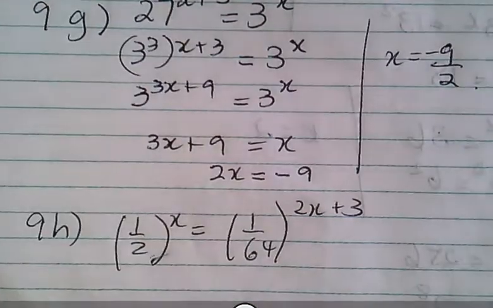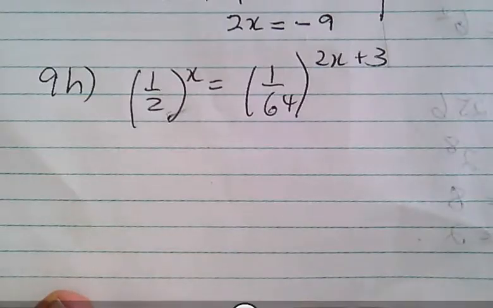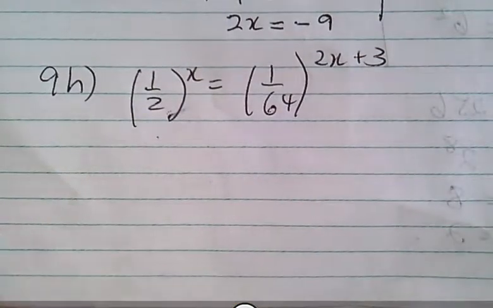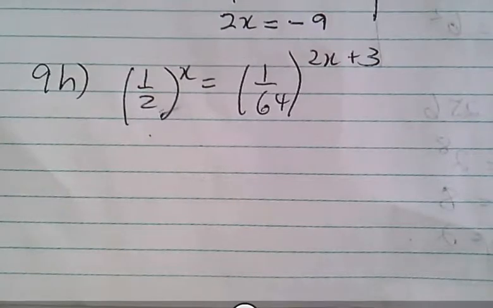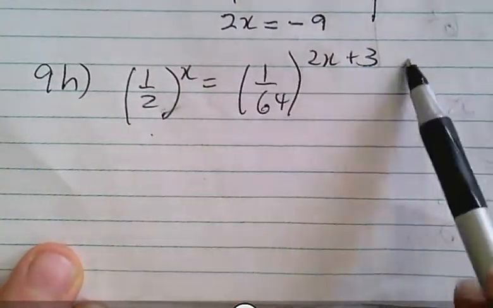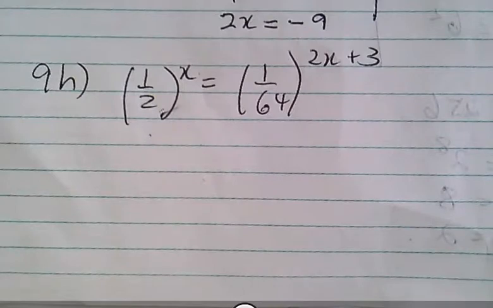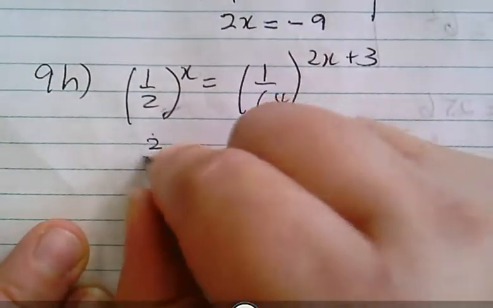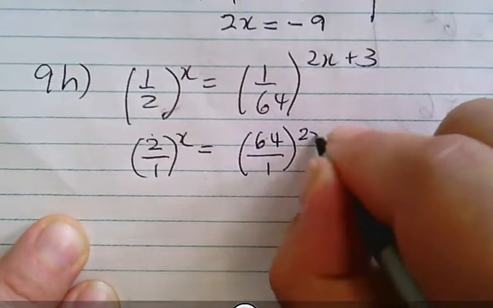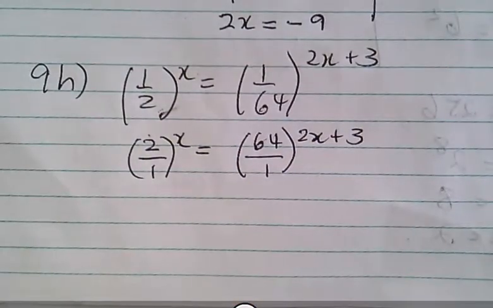And keep going. You can either flip both sides, because 1 to the power of anything is 1. Unless it's 0 actually. Oh no, that still is 1. Even 1 to the power of 0. Or we can just flip both sides, because this is 1 to the x over 2 to the x equals 1 to the 2x plus 3 over 64 to the power of 2x plus 3. I'm flipping both sides. So 2 over 1 to the power of x equals 64 over 1 to the power of 2x plus 3. I don't need the 1's, do you see? I don't need the 1's.